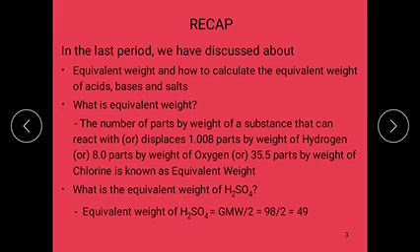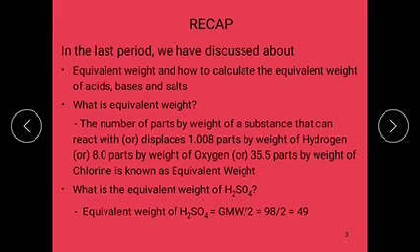Basicity is nothing but the number of replaceable or displaceable hydrogen ions from one acid. Here the number of displaceable hydrogen ions is 2, because on ionization it produces 2 H plus ions, so its basicity is 2.